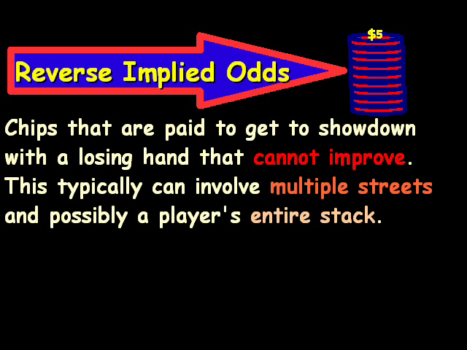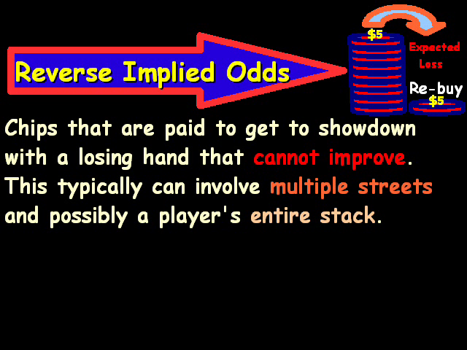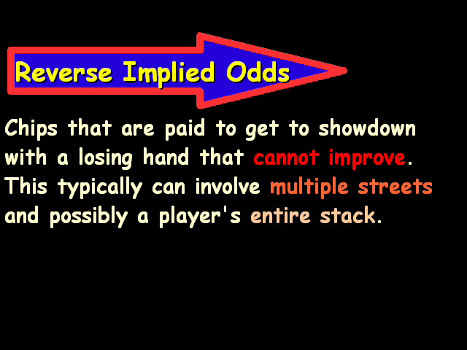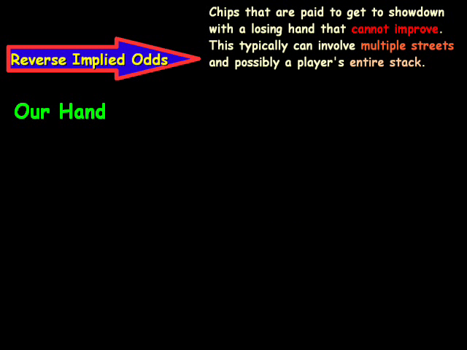In essence, or simplicity, you're basically putting a lot of money in to defend a small pot. We're going to take a look at two examples of reverse implied odds here.